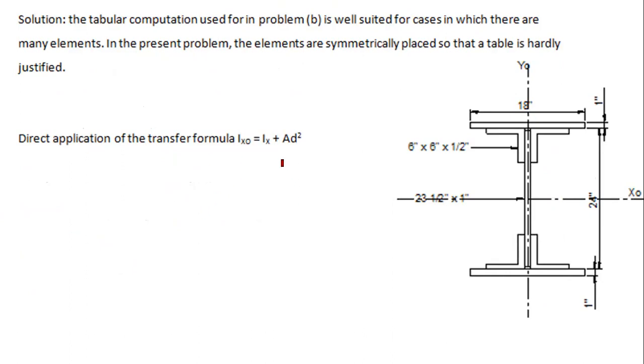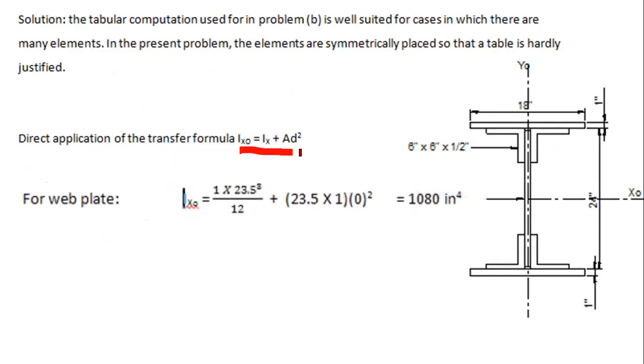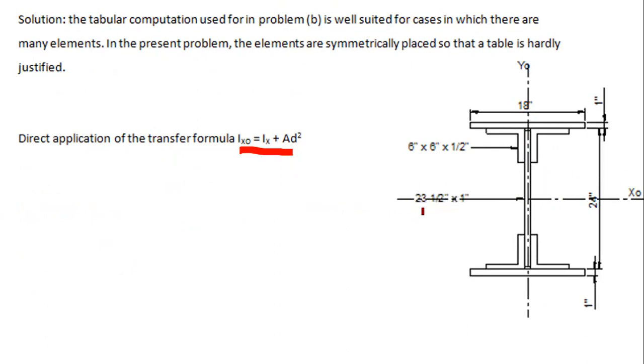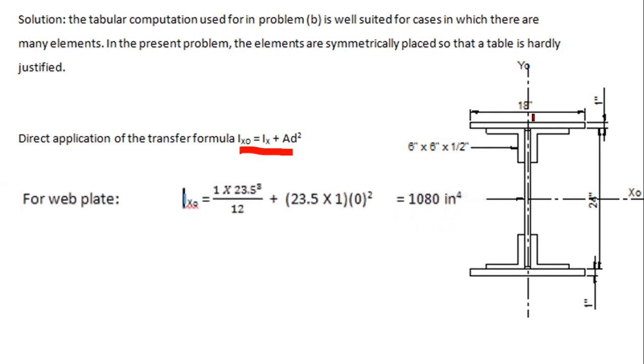So the formula that we're going to use is this one. First, the web plate. The web is rectangular, right? This is 23 and 1/2 by 1. The height is 23 and 1/2, or 23.5. The formula is bd cubed over 12. b is 1 inch, and d, the depth, is 23.5, over 12.